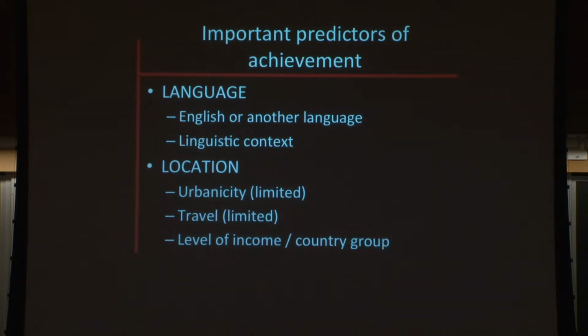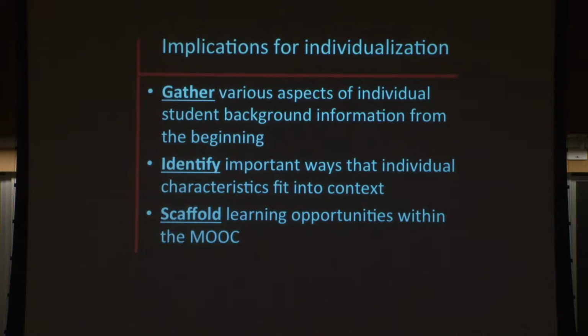Location was also an important characteristic. We need to recognize that internet connectivity is an issue in a number of contexts. And again, there are other factors besides these two that we know from some of our other work that are important for achievement in the MOOC space.